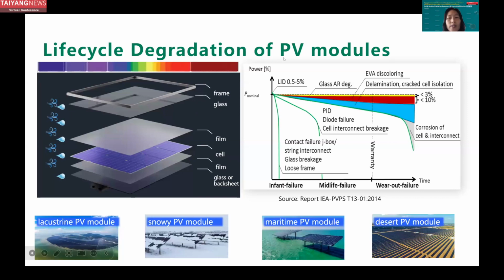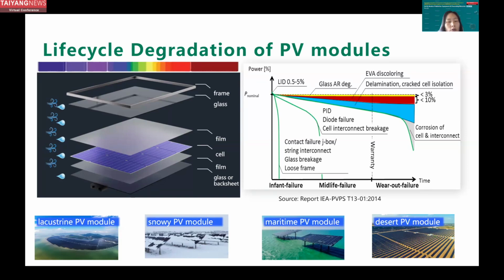First is the life degradation of PV modules. As we know, the module is made up of a variety of materials, including glass, backsheets, cells, frames, and so on. We, as the encapsulation film supplier, are also one of the important links. This figure is a set of data from the IEA in 2014. The module degradation is divided into 3 parts: the infant, module life, and wear-out stages. In the early stage of the module, there is the impact of LID. Immediately after that, it is accompanied by some physical attenuation of the module, for example contact film, junction box, string interconnection, glass breakage, as well as loose frames and so on.